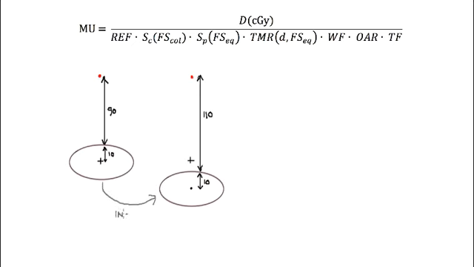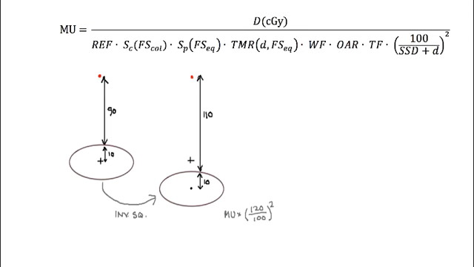Well, what you do is apply basically an inverse square factor to move that point away from the source. So you multiply the MU by, in this case, 120 divided by 100, and that's squared. So to move it from where it was out to 120. So in this formula, to make it more general, I should add this inverse square factor up here in case you need it.